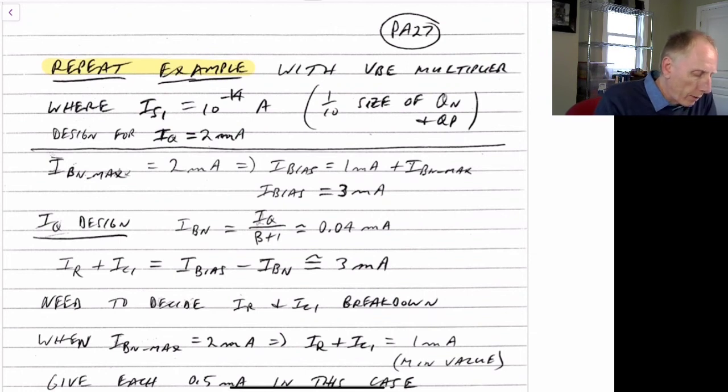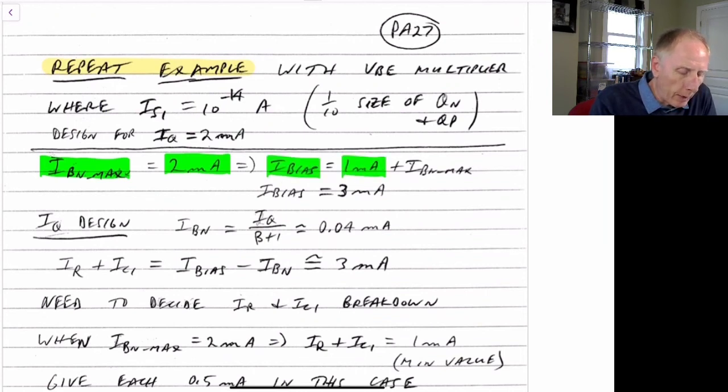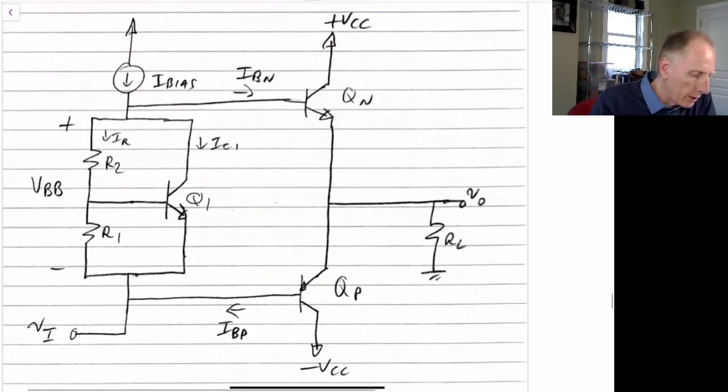As before, the beta of the transistors was 50, and so our maximum current through the NPN transistors was 100 milliamps, so the maximum base current was 2 milliamps. So as before, our bias current is always 1 milliamp higher than our maximum base current that drives through, so our bias current is 3 milliamps as before. So this has not changed. This is still going to be equal to 3 milliamps. No change there, because the maximum we can ever have here is 2 milliamps as before.